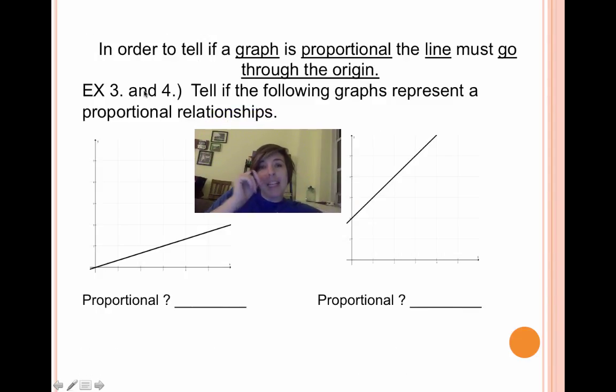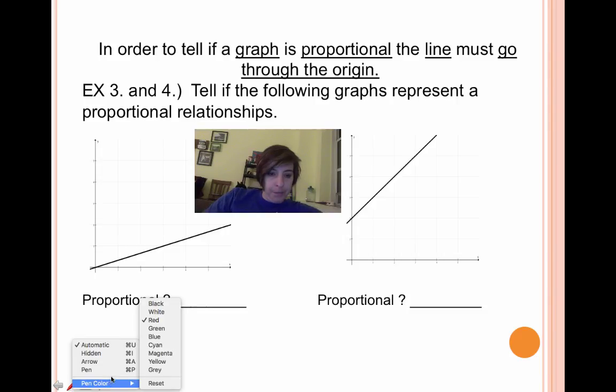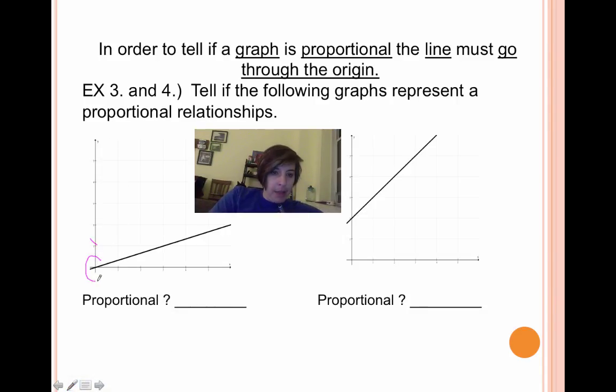All right, so in order to tell if a graph is proportional, you need a straight line that goes through the origin. Again, not hard. So this is our origin here. I'll change the color of my pen to magenta. This is our origin, where the x and the y-axis intersect. Does this one go through the origin? Check. Does this one go through the origin?